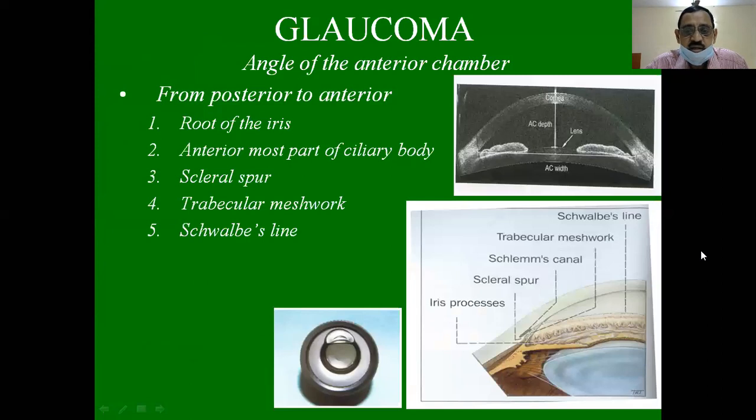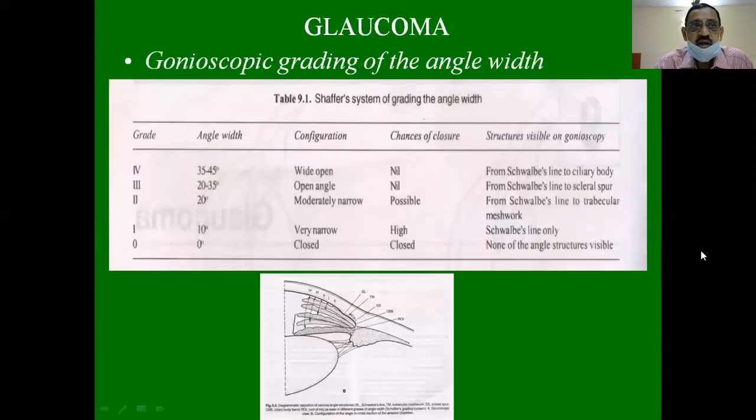So, the angle of the anterior chamber: we have already seen the various structures: root of iris, anterior most part of the ciliary body, scleral spur, trabecular meshwork, anterior and posterior. And Schwalbe's line is nothing but the termination of the Descemet membrane of the cornea. And we have also seen there are a lot of classifications to grade the angle of the anterior chamber, such as Shaffer's, Spaeth's classification and so on.